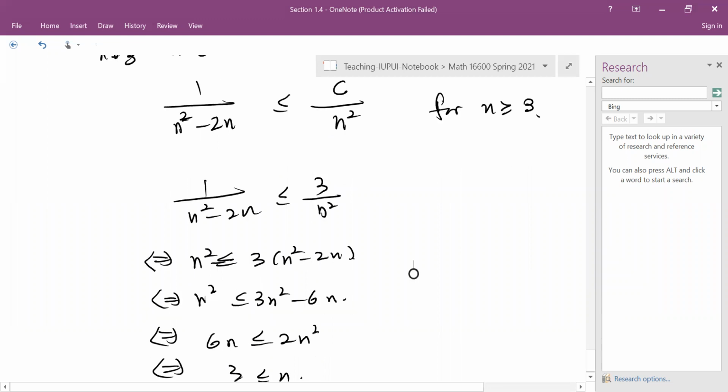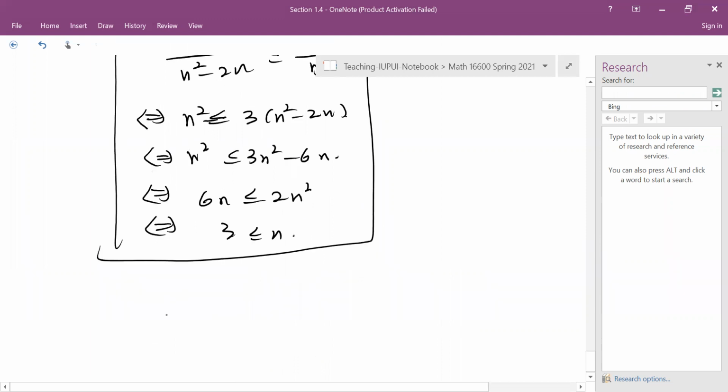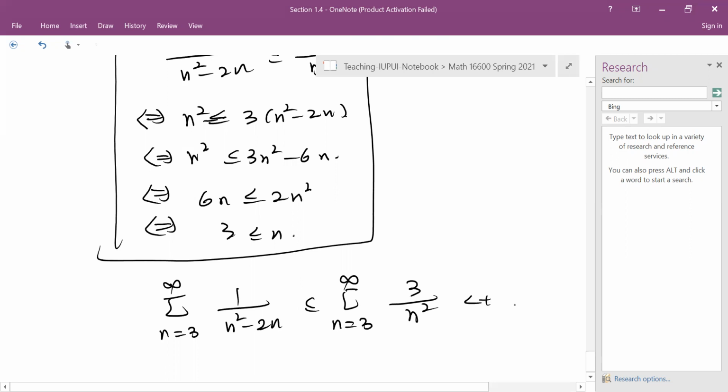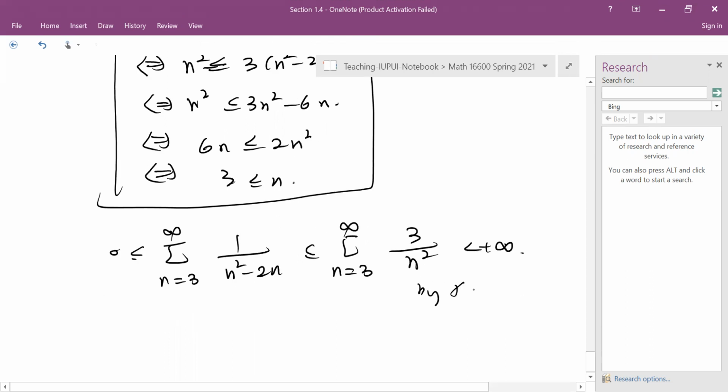But you have to prove this, whatever you claim. You cannot just assume. This is a proof, so put it there. Then you can use a comparison test. Then this is finite. That is by the P series test. We already proved using the integral test that this series is convergent, so you just use it.